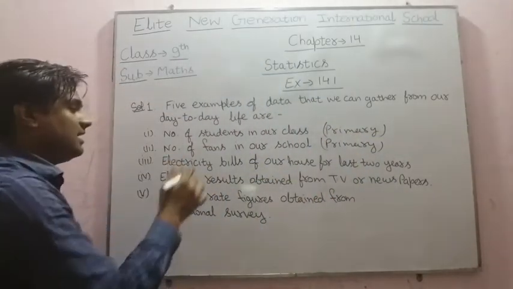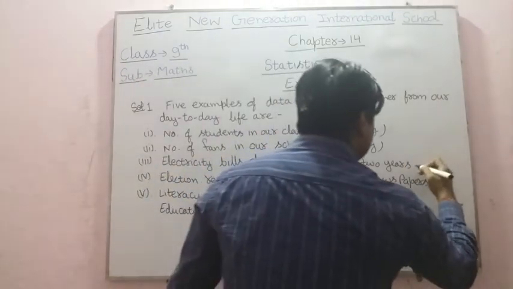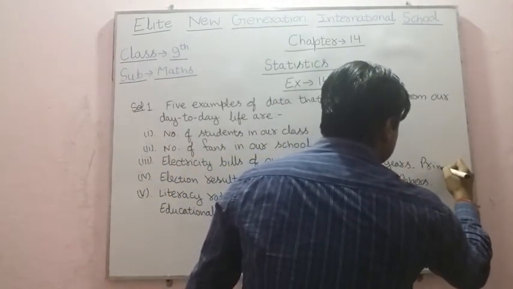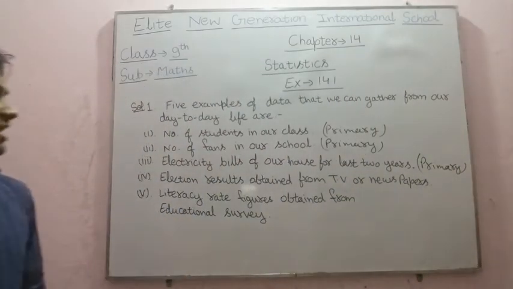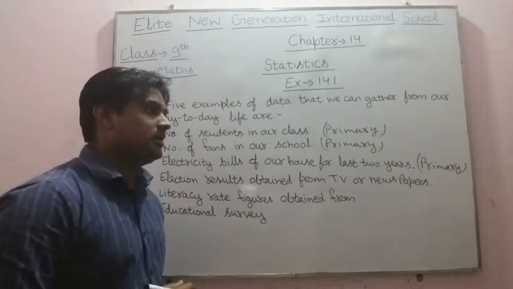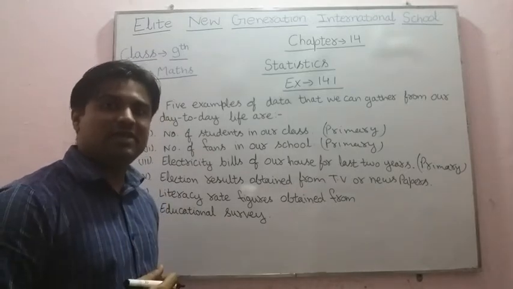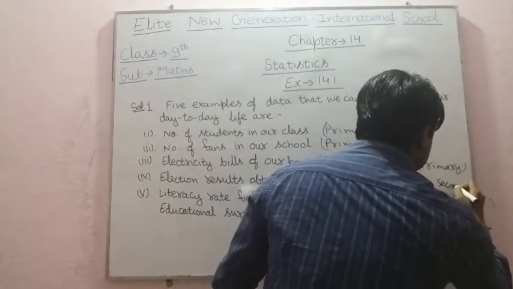Then the third, electricity bills of our house for the last 2 years. It is also primary data. Now fourth, election results obtained from television or newspaper. It is secondary data. The information which we take from television or newspaper is always secondary data.